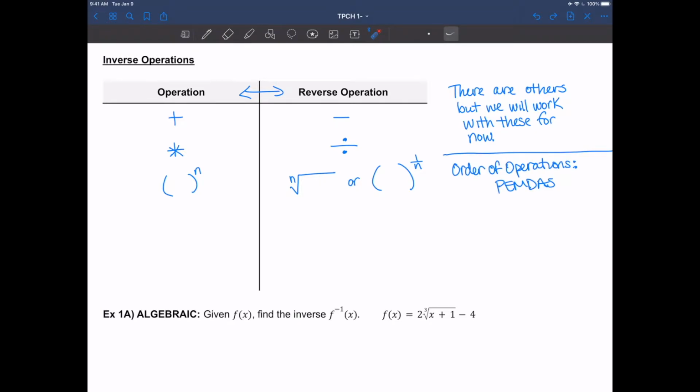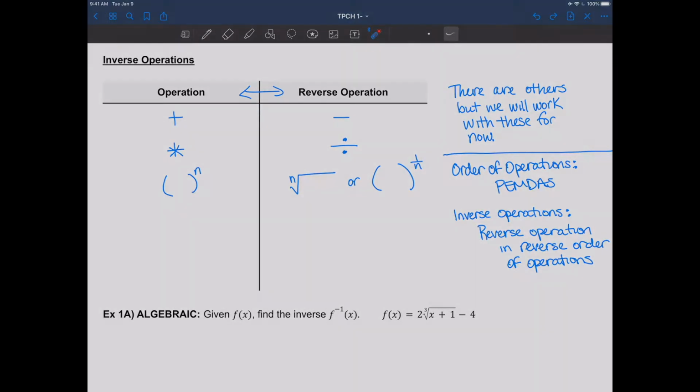What I wanted to remind you of is the order of operations, right? Parentheses or grouping symbols first, exponent second, multiplication and division from left to right, whichever one comes first, addition and subtraction from left to right, whichever one comes first. All right, now we have these inverse operations. So it's the reverse operation in reverse order of operations. That's a lot. I'm going to show you an example of what that looks like in example 1a.